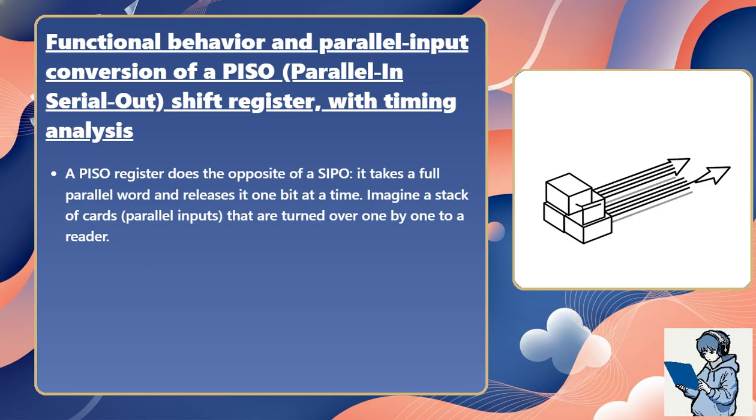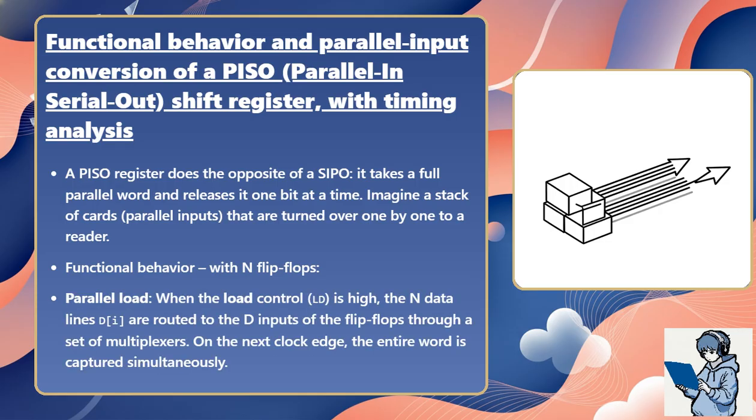A PISO register does the opposite of a SIPO. It takes a full parallel word and releases it one bit at a time. Imagine a stack of cards, the parallel inputs, that are turned over one by one to a reader. Functional behavior with n flip-flops.